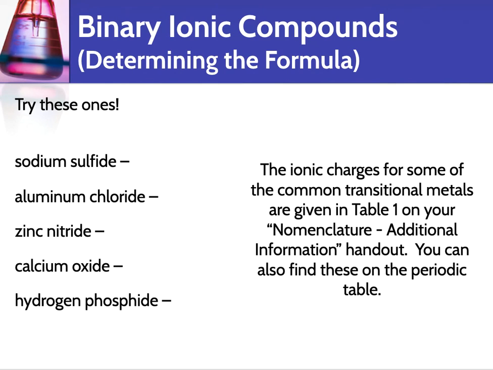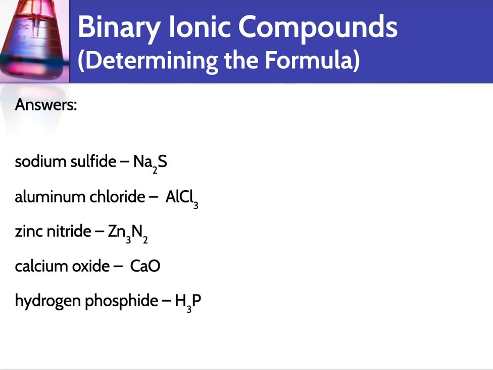So here's some more for you to try. We know the pattern on the periodic table to figure out the charges of the main group elements, but the transition metals are a little all over the place. Some of those charges are given to you in your handout, which you'll get in class, the nomenclature additional info handout. In table 1, you'll see some charges that you'll need to figure out formulas. So here are the answers to those practice questions.